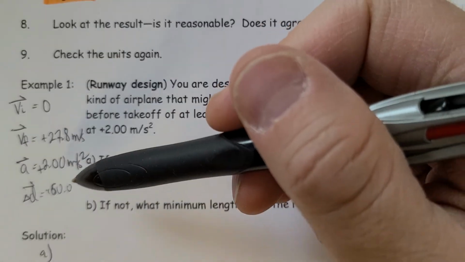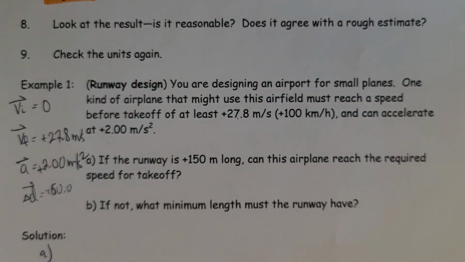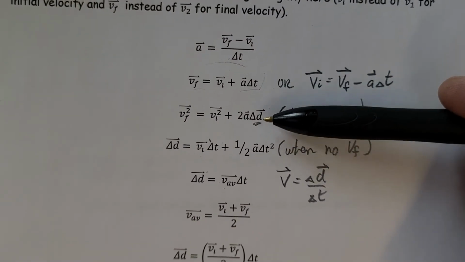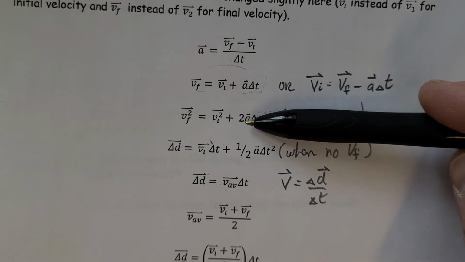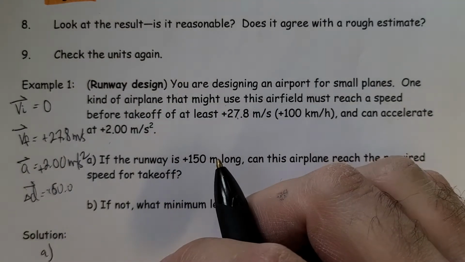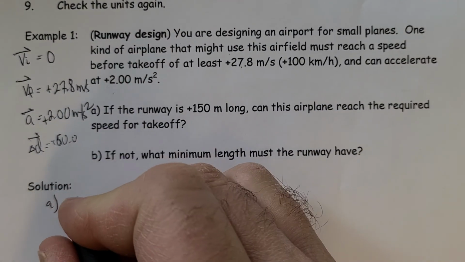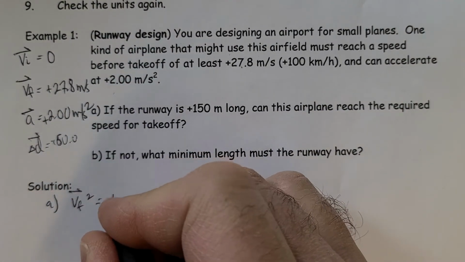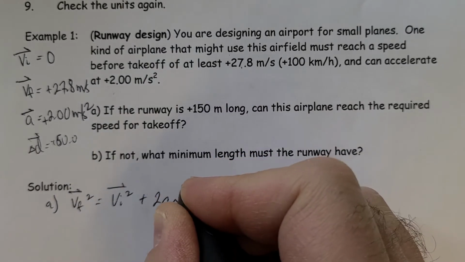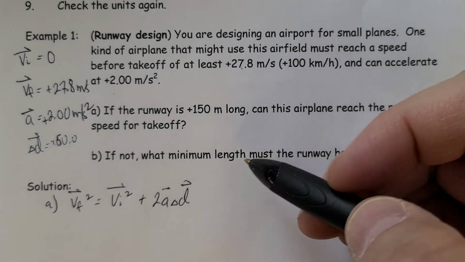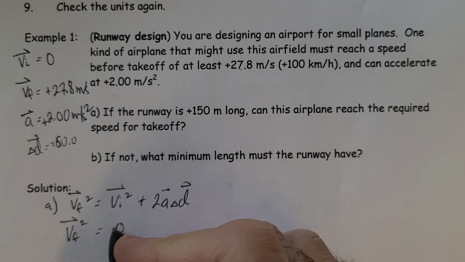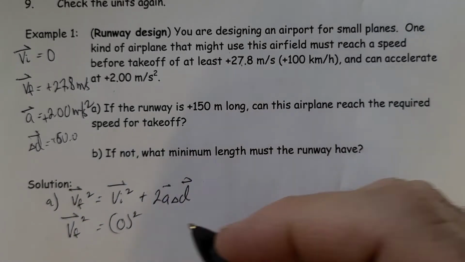Now, I'm not given anything about time, so I'm going to have to find an equation that has VI, VF, A, and D. And if you scan this list, right there, D, A, VI, and VF. So we're going to use that one. V final squared is equal to V initial squared plus 2 times A times D. And we're looking for VF, so we can just leave it arranged like this. So VI is 0, so you can see that part's going to disappear.